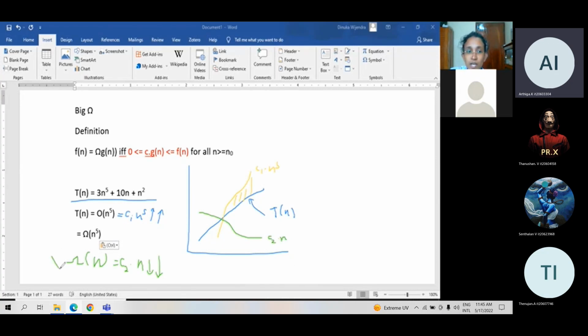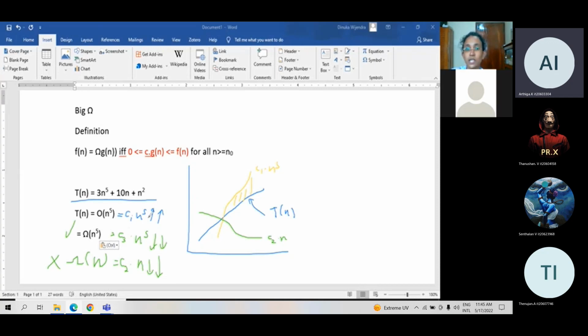But I told you this answer is wrong. I told you this is the correct answer. So how is that correct answer coming? Now take the middle value n5 here, multiplied with another constant called C3. Now C3 n5, since this is the omega, has to be lesser. Omega means it has to be always lesser.